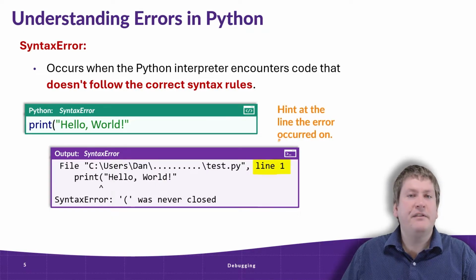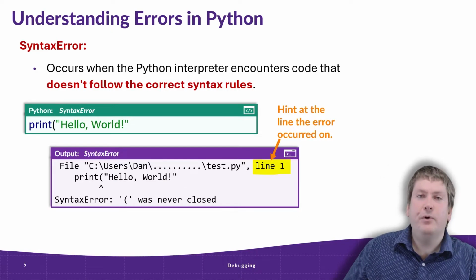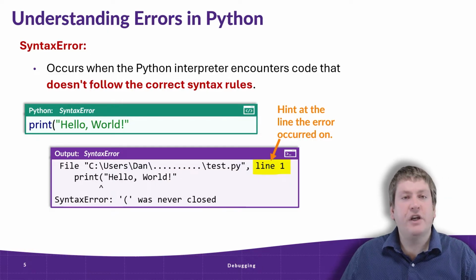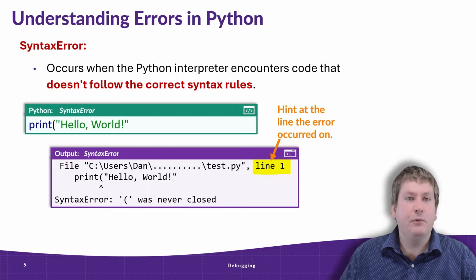The next big clue is after that, it's going to have the line number it thinks the error occurred on. This isn't always 100% correct. Sometimes the error is actually a line or two before or after, but it should give us a general idea of where to look for the error in our file. In this case, it says line 1, and there's only one line in the file, so it's got to be line 1.